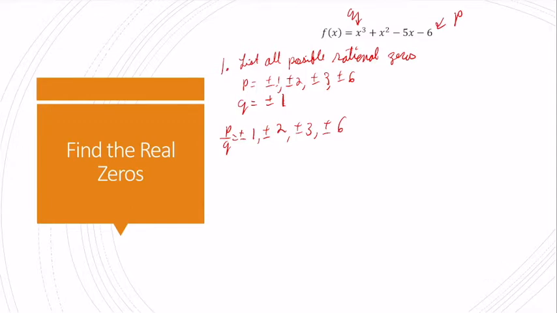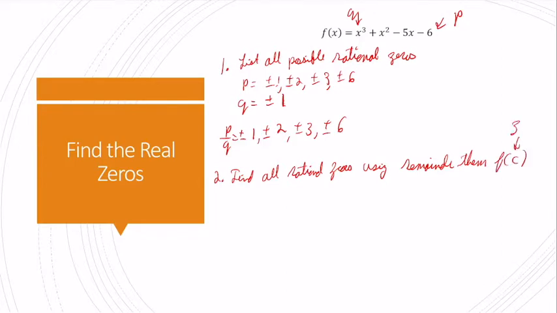Now I'm going to find all rational zeros using the remainder theorem. What is the remainder theorem? Well, remember, the remainder theorem says if I have f of c, where c is a possible zero, and it equals 0, then c is a 0. So I need to find a p over q such that f of p over q is 0.